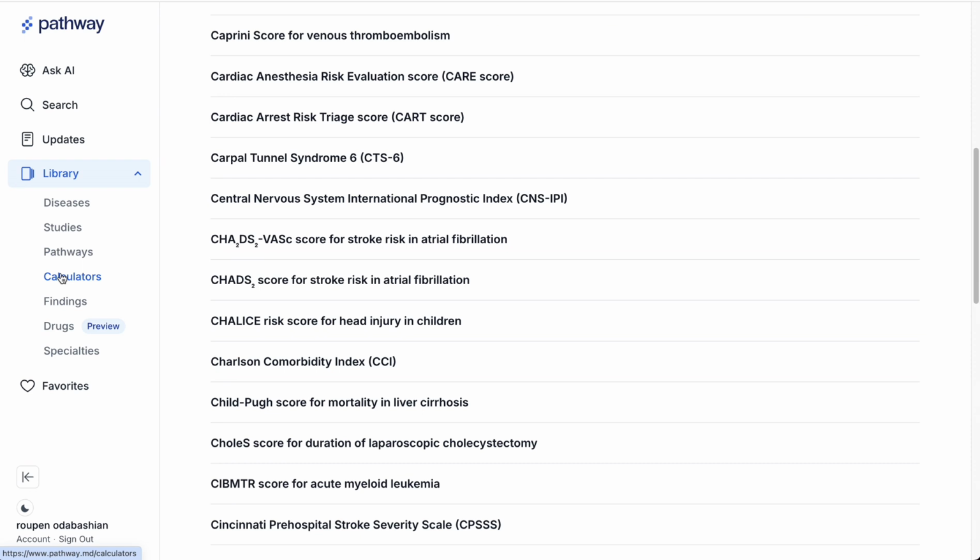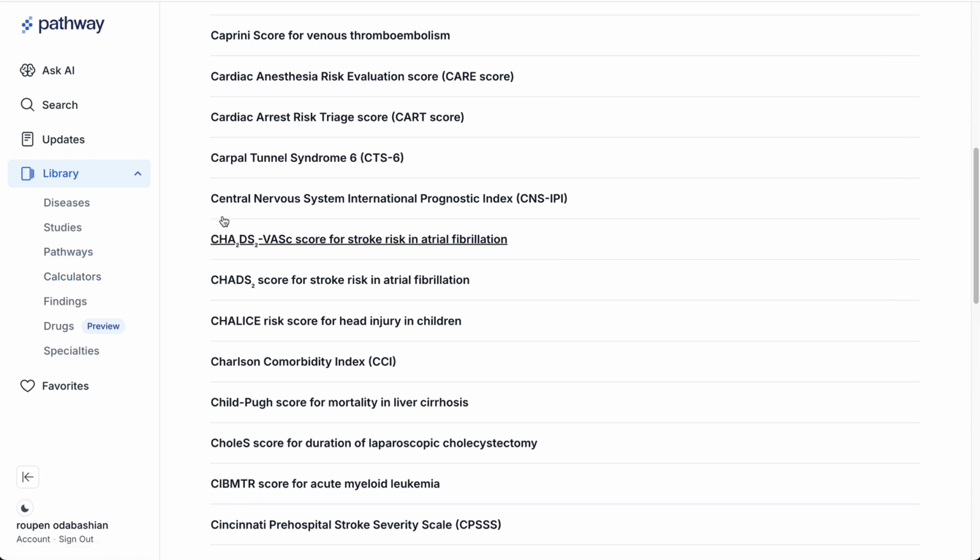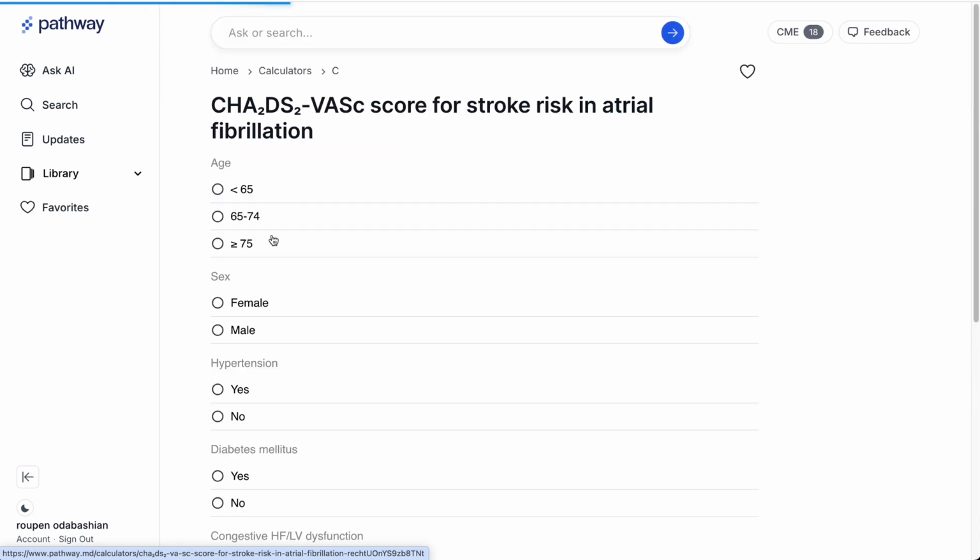So we usually go to a website called MD Calc. Pathway, what they do is they brought all these calculators, and also they put them on their platform. So if I click on calculators, and let's go to the CHA2DS2-VASc score. If I have a patient with atrial fibrillation, which is a funny heart rhythm, I use a score to decide if this patient has to be on a blood thinner, and I click on it.